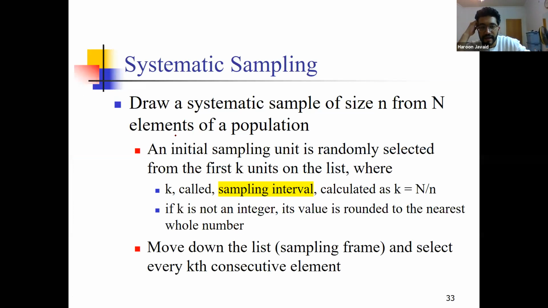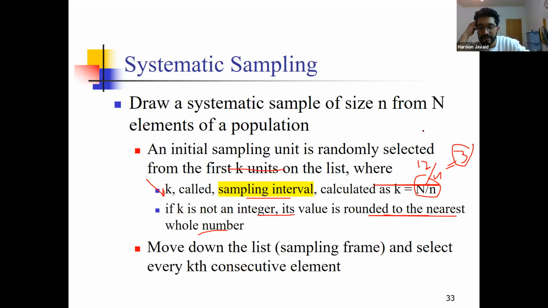What we do is, an initial sampling unit is randomly selected from the first k units on the list, where k is called the sampling interval. What is k? It's the number of every student that we'll take. How do you find this? You divide 12 by 4, which is equal to 3. This tells you that you have to select every 3rd individual. This is what k is. Now, if it's not an integer, you round it to the nearest whole number.